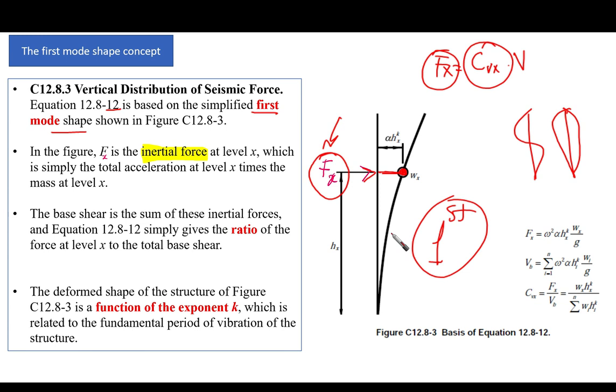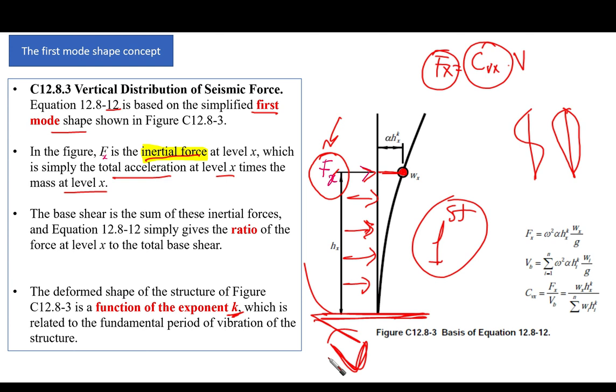This means that the distribution of the forces on the building is related to the first mode shape, not higher mode shapes. But there is something we are going to talk about, which is the k component, which controls the higher mode effect. In the figure, Fx is the inertial force at level x, which is simply the total acceleration at level x times the mass of level x, and this is true. The base shear is the sum of these inertial forces. So if we have a base shear at the ground, this is V, and the summation of all the forces at each floor is going to be this V. And this equation, our Cvx equation, gives the ratio between the floor force and the total base shear force.